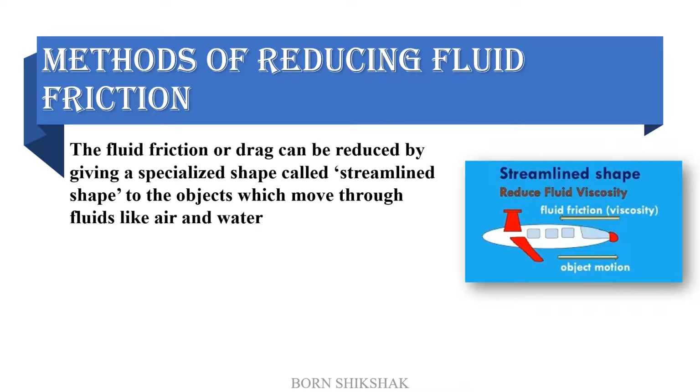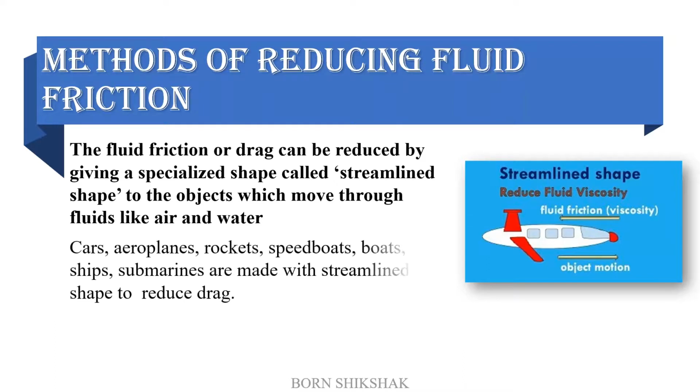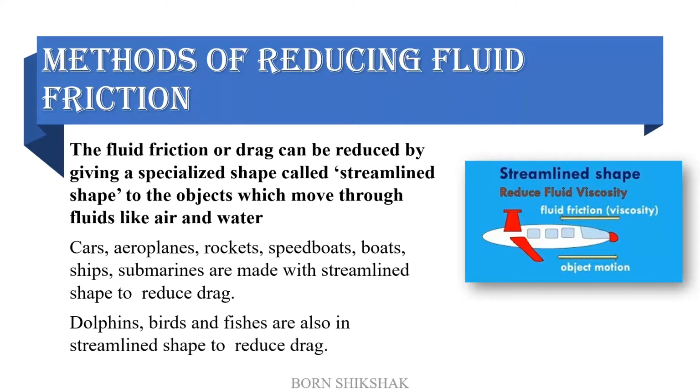The fluid friction or drag can be reduced by giving a specialized shape called streamlined shape to the objects which move through fluids like air and water. Cars, aeroplanes, rockets, speedboats, boats, ships, submarines are made with streamlined shape to reduce drag. Dolphins, birds and fishes are also streamlined in shape to reduce drag.